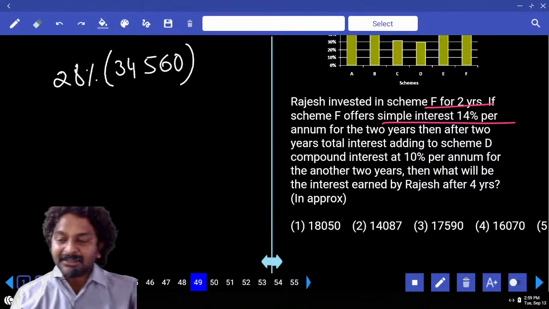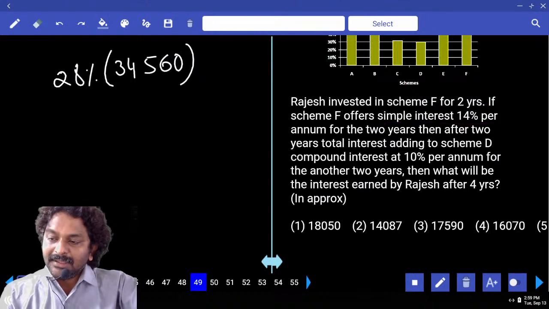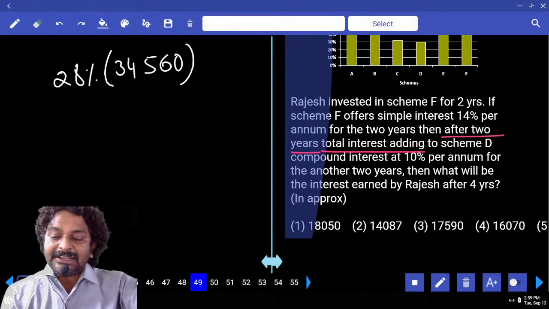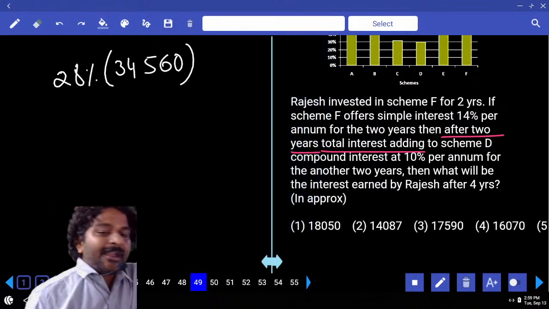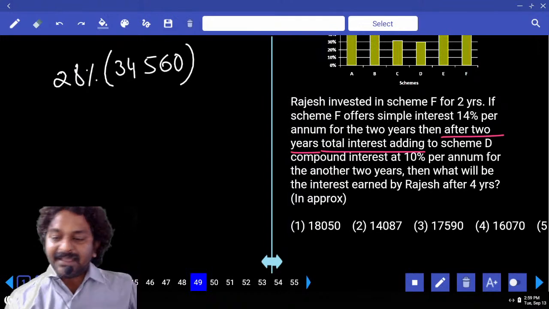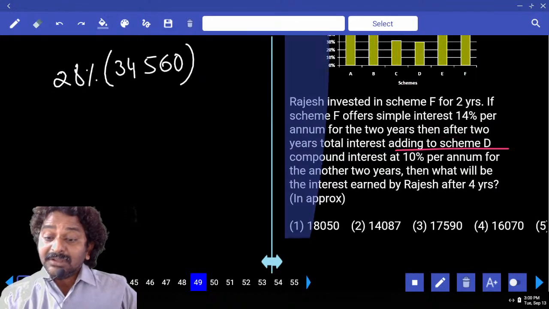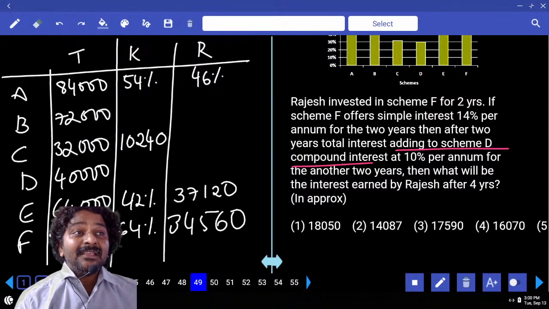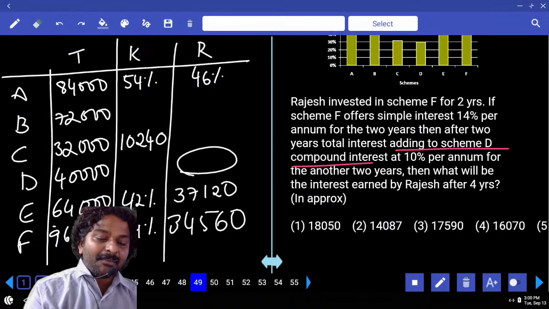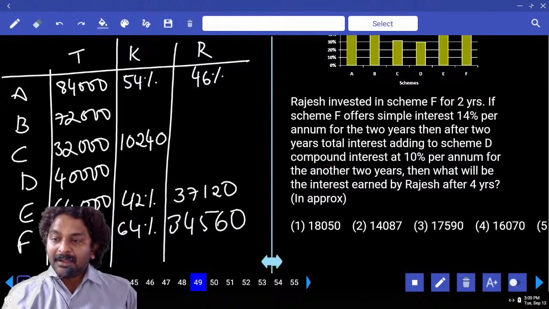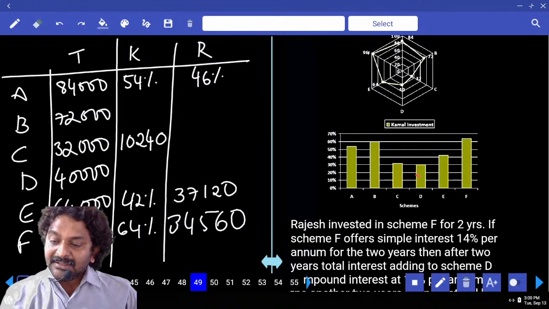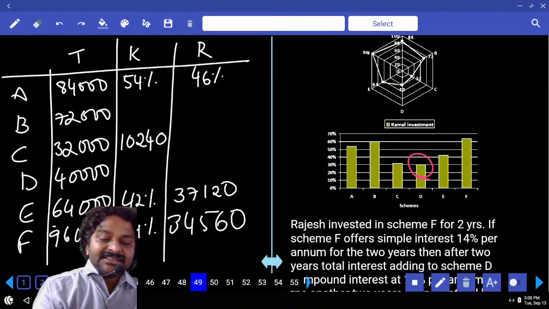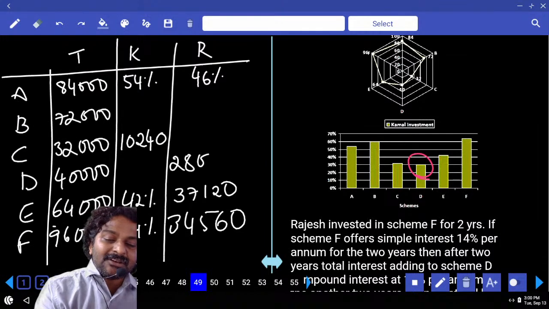Is that all? What did they do next? After 2 years, total interest, that is 28% of 34,560, is added to scheme D. So in scheme D, who is adding? Rajesh. So we need to know how much is Rajesh's investment here. Now in D, 30% is Kamal's investment. Then the remaining 70%, which is 28,000 only.